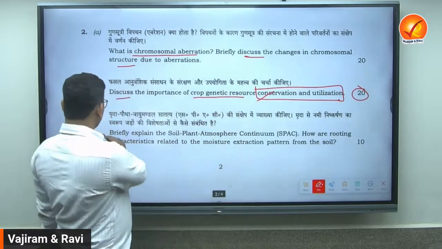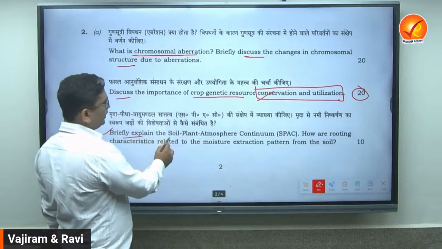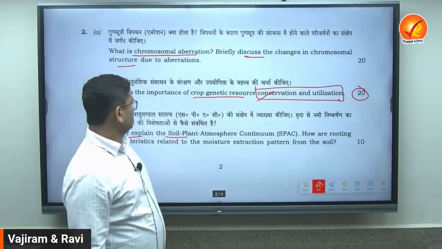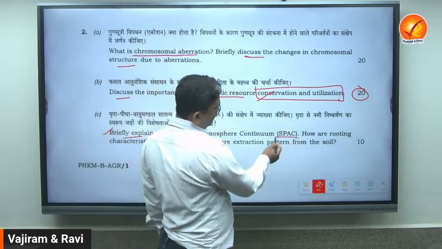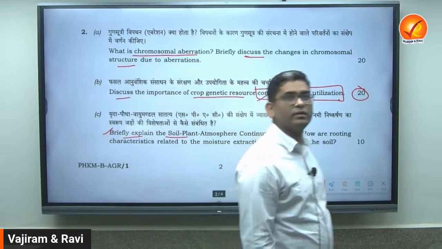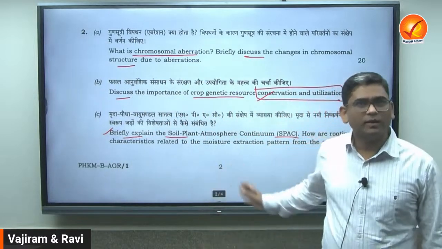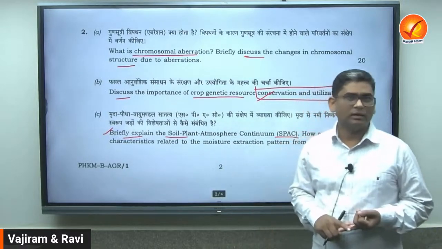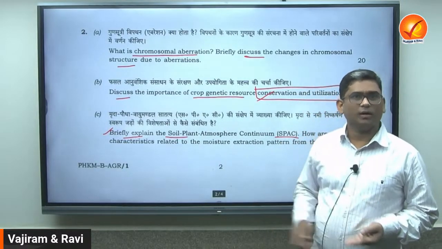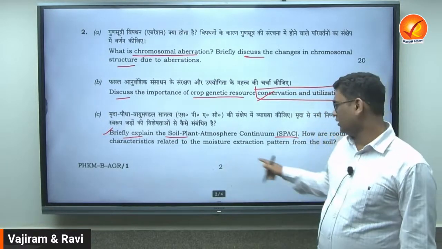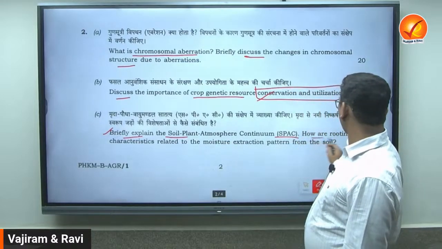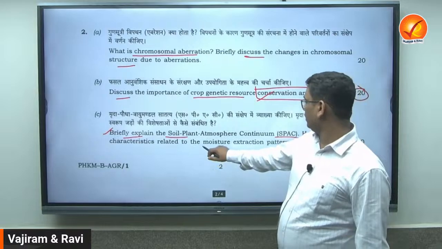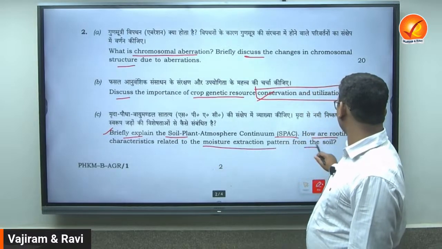Next is: briefly explain the soil-plant-atmosphere continuum. This is a repeated question. I think two years back they asked it in the Indian Forest Service. Just like SPAC, water, air, how the root flow is, you have to mention it along with the diagram. It was straightforward, from the notes. And another second part was how the rooting characteristics are related to the moisture extraction pattern from the soil.